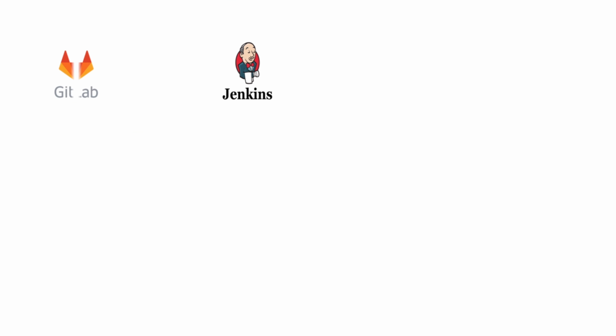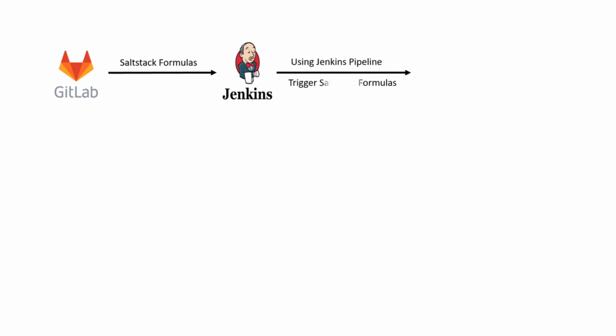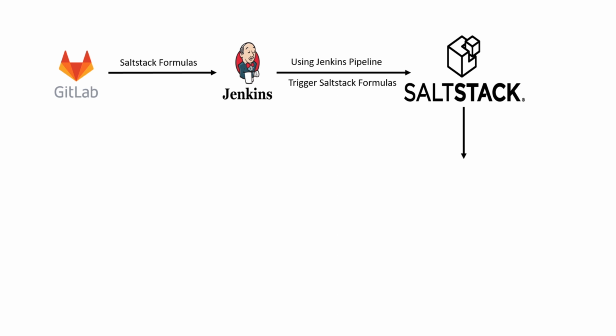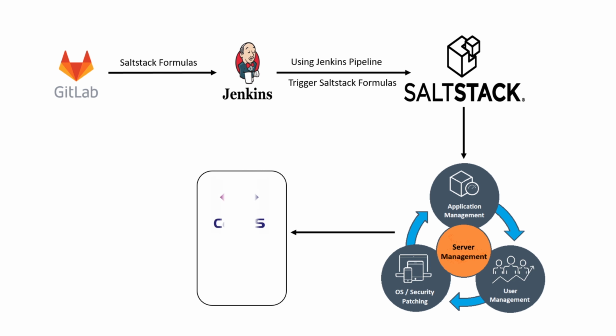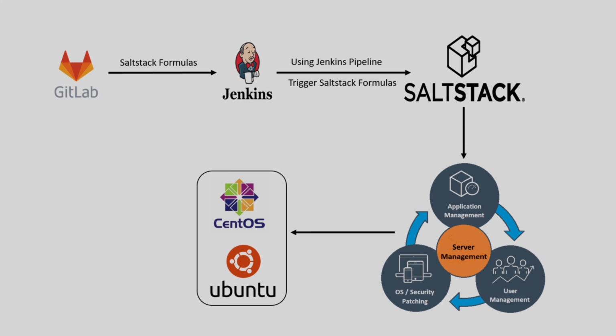Jenkins's job will be to pull the server management SaltStack code from GitLab. In the next stage, Jenkins will trigger the formulas in the SaltStack controller, which will perform the below tasks: OS patching, package installation, and creating a user on Linux servers. Now, let us see how the server management happens via the Jenkins pipeline.